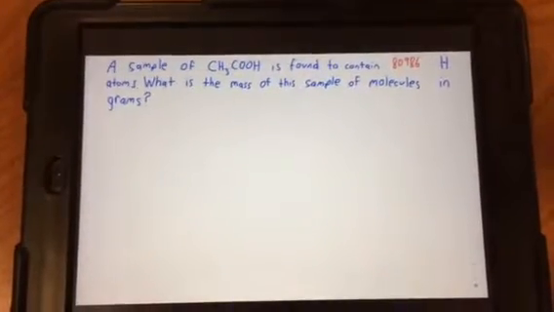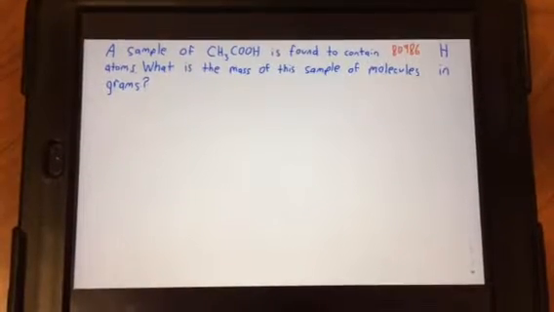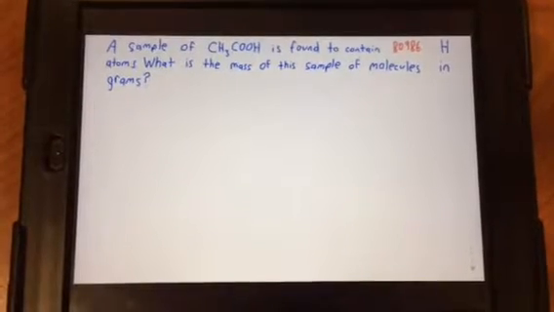Alright, so my problem says a sample of CH3COOH is found to contain 80,986 H atoms. What is the mass of this sample of molecules in grams?